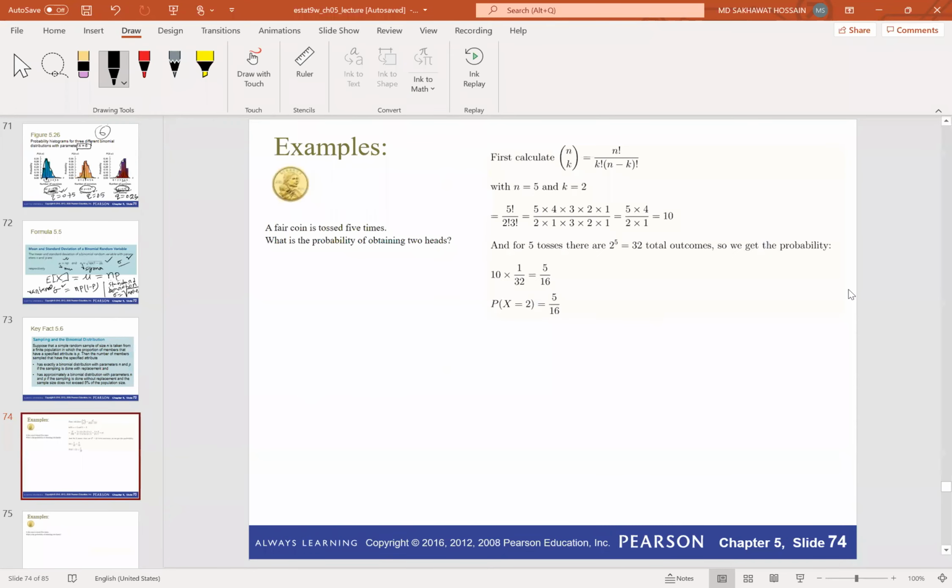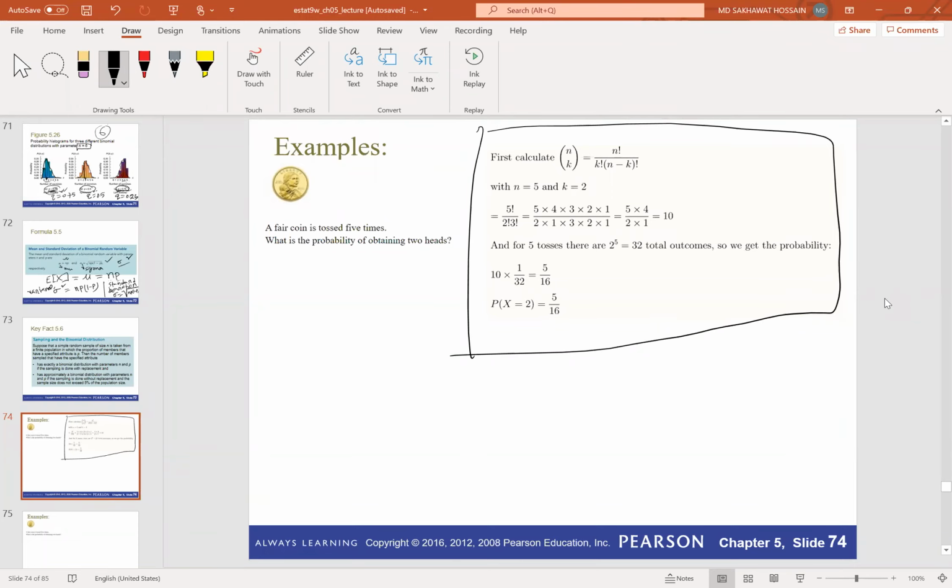Okay, so now we'll go over some examples. The first example: a fair coin is tossed 5 times. What is the probability of obtaining 2 heads? First, you need to determine the distribution of the random variable.